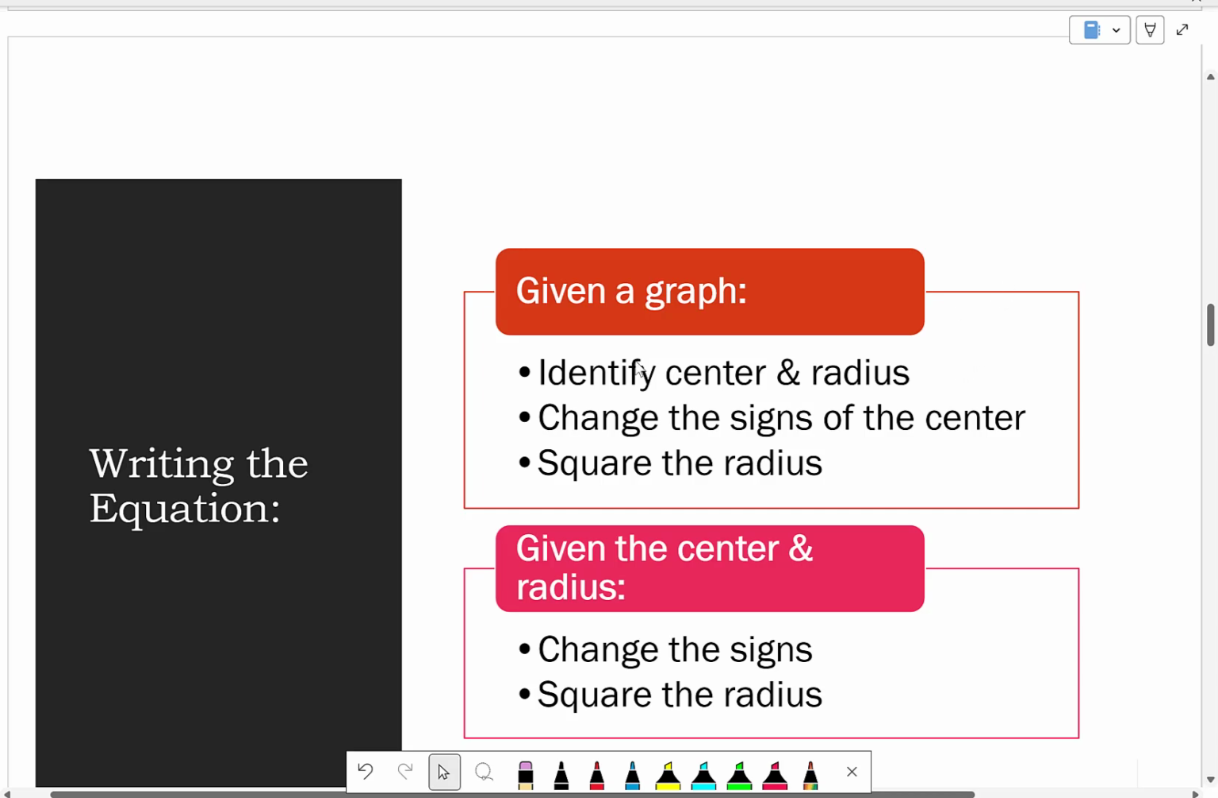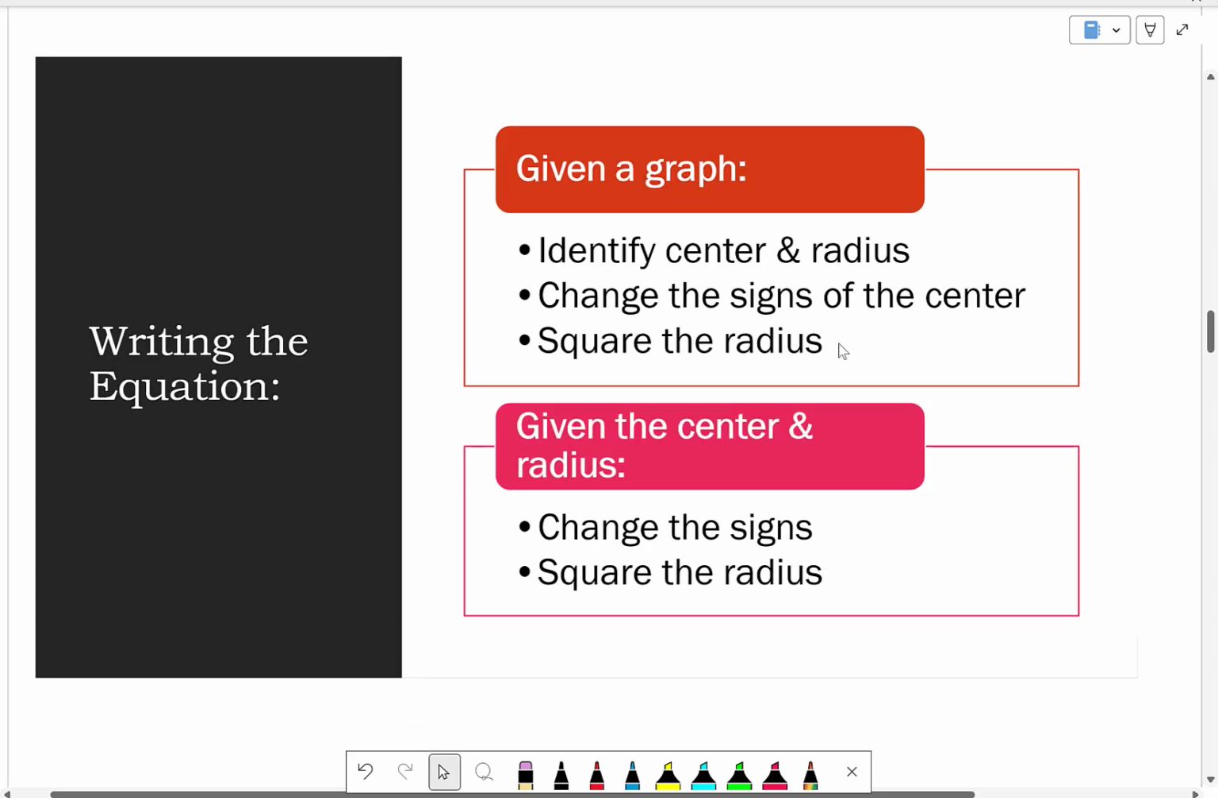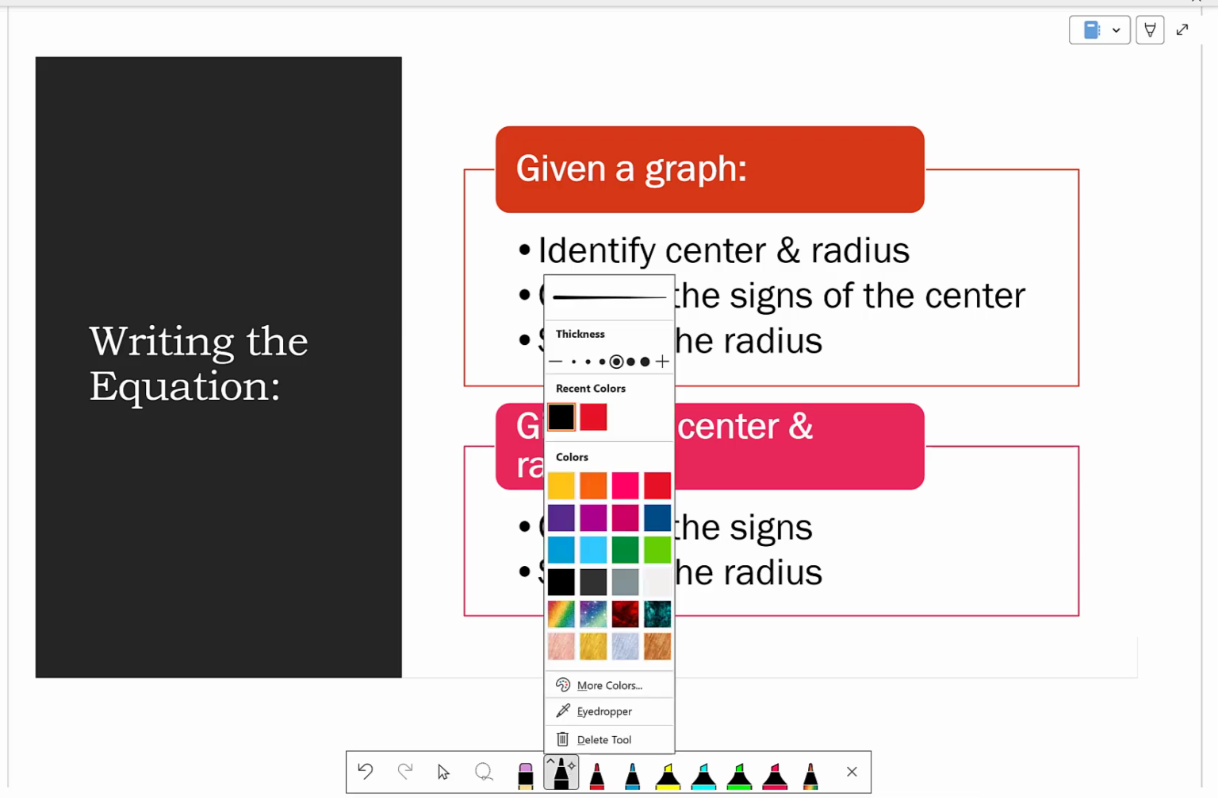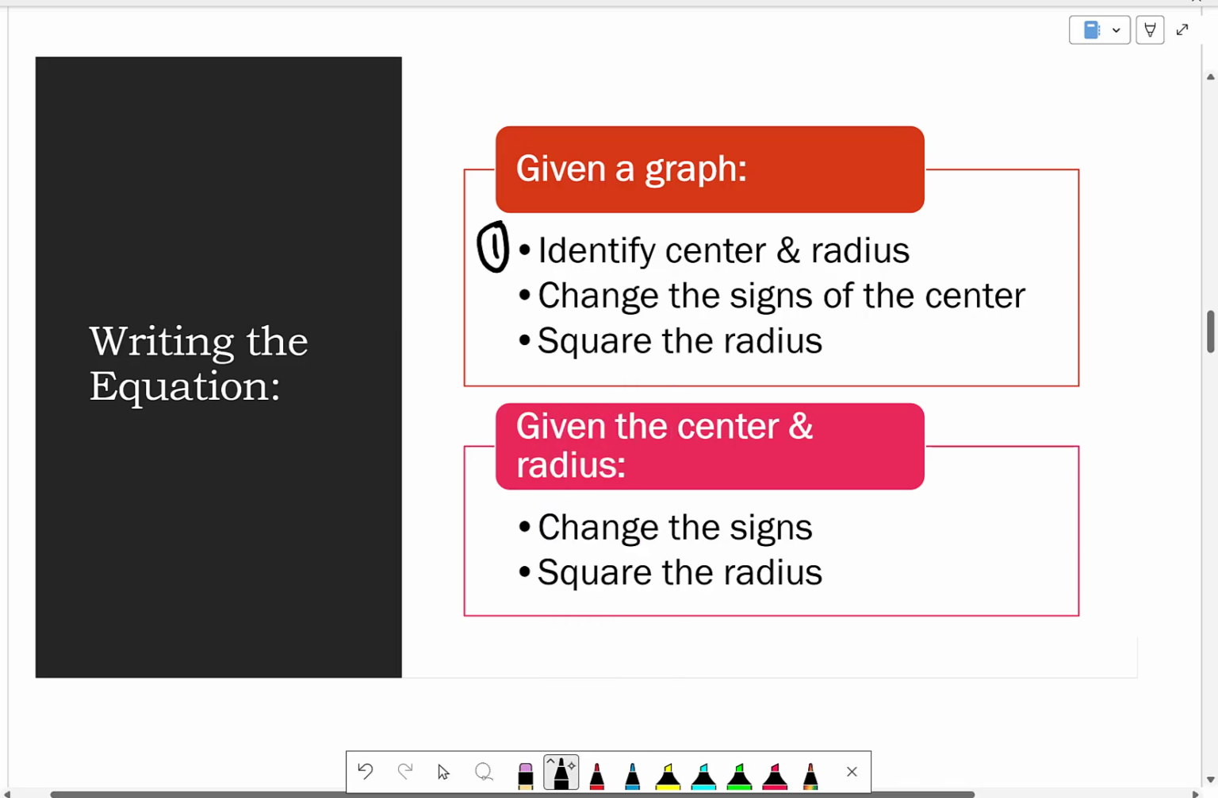Okay, so now we're going to talk about what happens if you're writing the equation. So there's two options. You're either given a graph, or you're given the center and the radius. These are the steps to use when solving for each. So the first one we're going to do is given a graph. We need to identify the center and radius, change the signs, and then square the radius. That would be r squared.